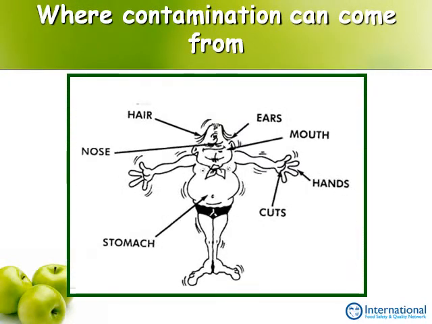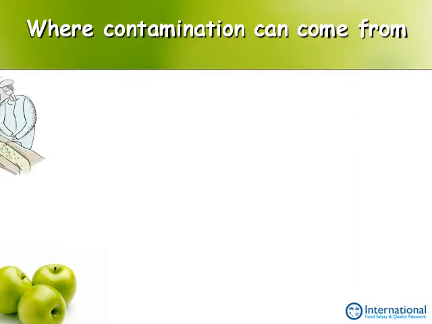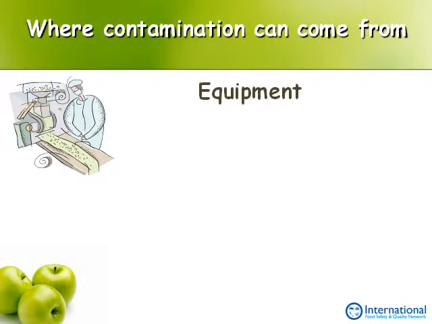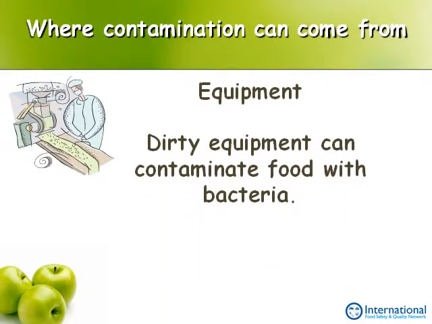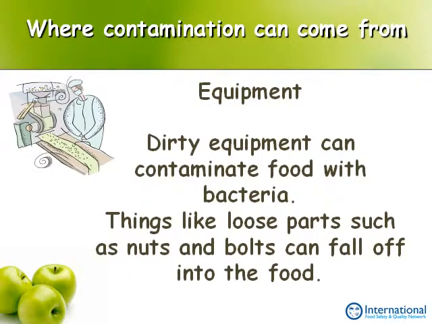Contamination can come from people. Bacteria are everywhere, including hair, ears, nose, mouth, hands, cuts, sores, and the stomach. Equipment can be a source of contamination. Dirty equipment can contaminate food with bacteria. Things like loose parts such as nuts and bolts can fall off into the food.